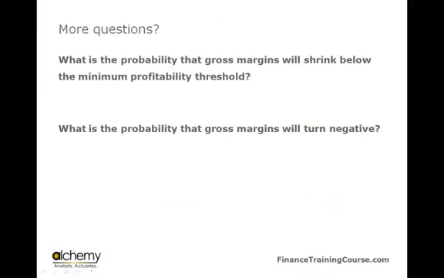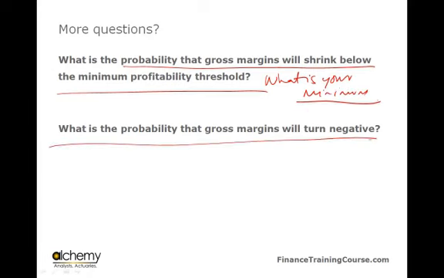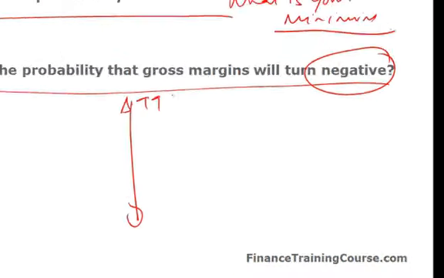Other questions? What's the probability that gross margins will shrink below the minimum profitability threshold? Before you answer this question, you have to ask, what is your minimum threshold? And then what's the probability that gross margins actually turn negative? You may actually start losing money on each barrel of crude that you process and each barrel of product that you sell. Once again, you go back and you walk through these percentiles.